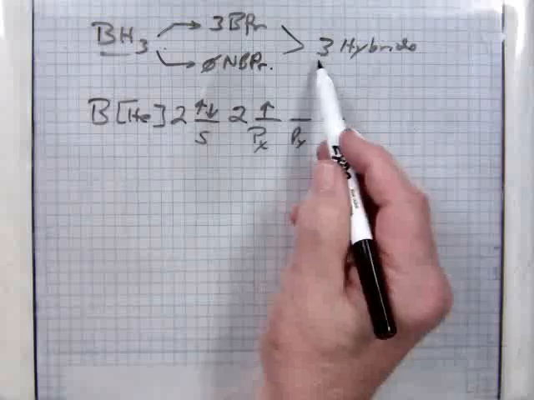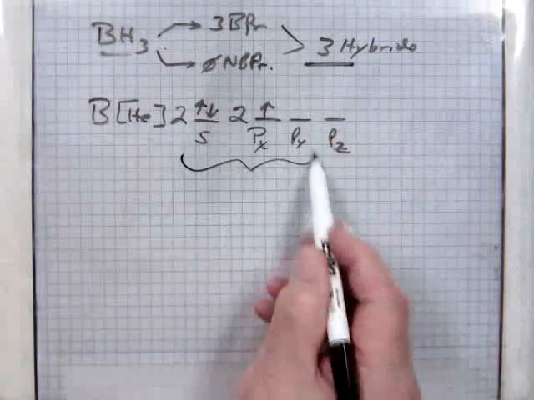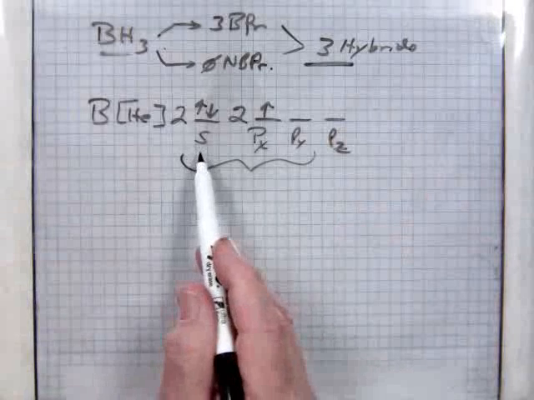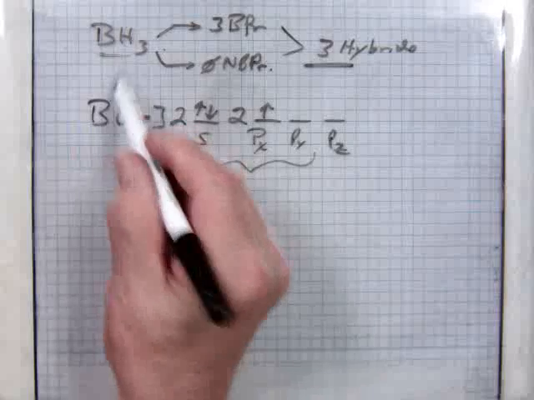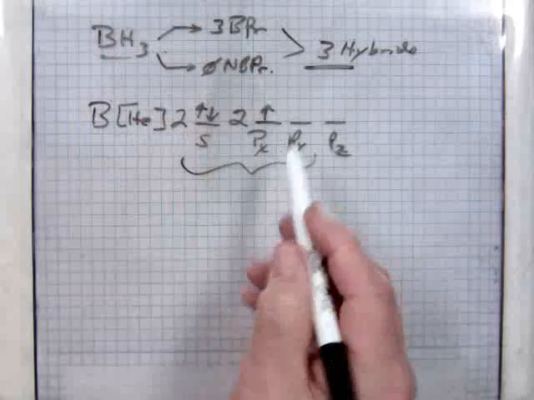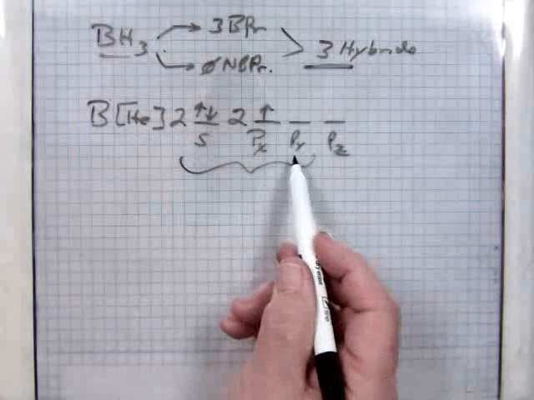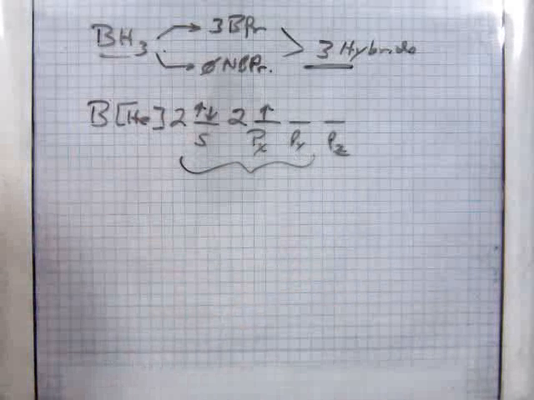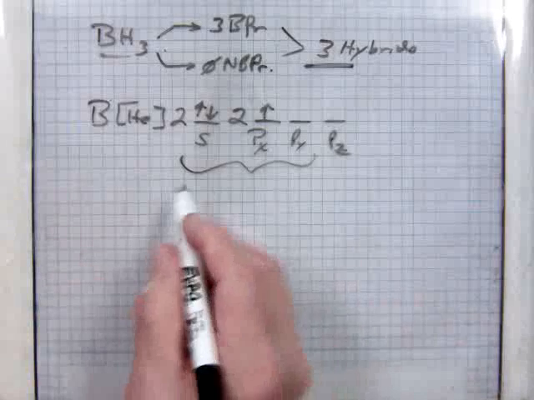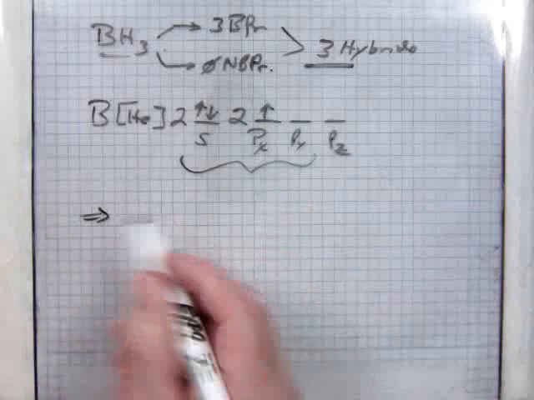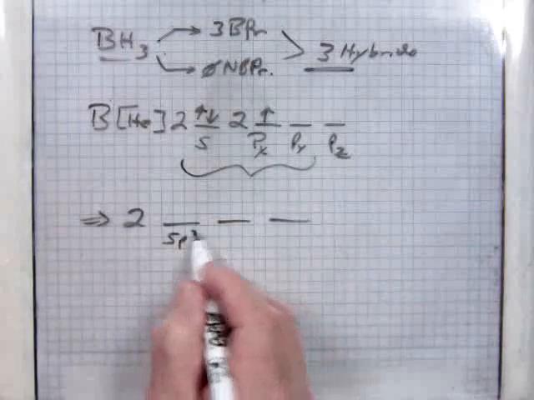And it says I need 3 hybrids. So that's what I will take. I will take an S and 2 of the P's out of the configuration for the boron and make hybrids out of them. And I will use an S and 2 P's. That means each one of the hybrids that I form is called an sp2 hybrid. So this will go to, in the second energy level, 3 sp2 hybrid orbitals.